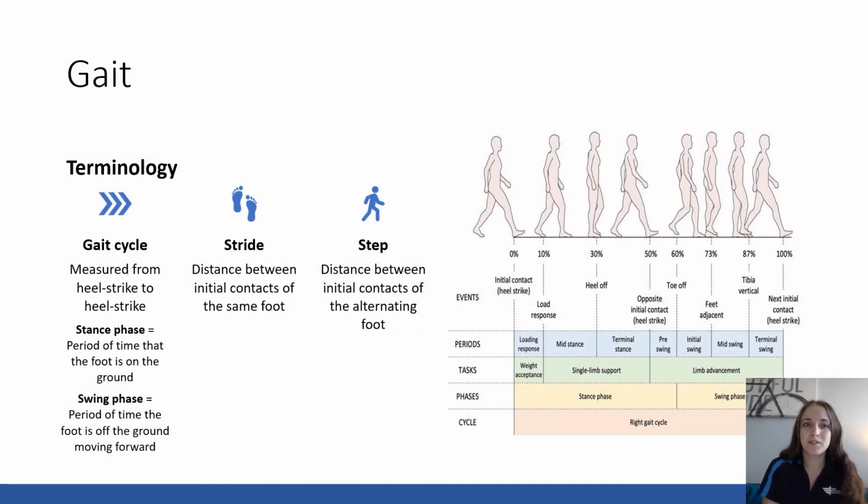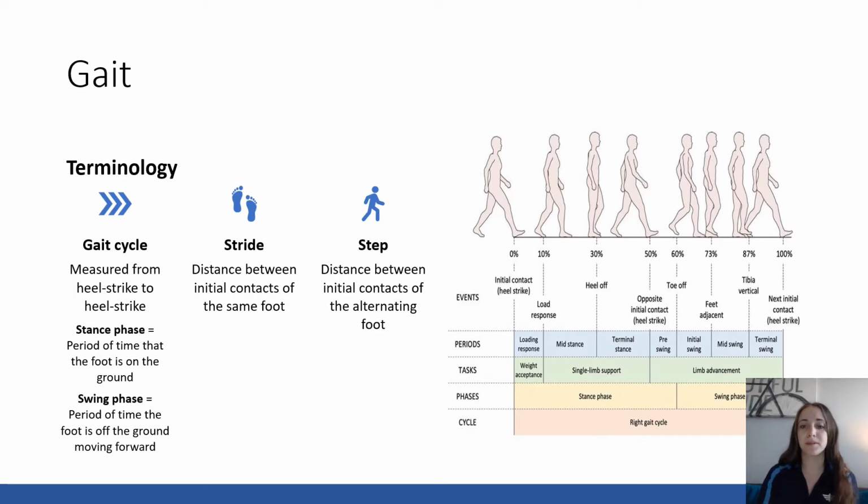So I'm just going to do an overview of gait. We have some terminology. Our gait cycle is measured from heel strike to heel strike, and we have two phases within that gait cycle. Our stance phase is the period of time when the foot is in contact with the ground, and our swing phase is the period of time when the foot is off of the ground or accelerating the limb forward. Our stride is the distance between initial contacts of the same foot, and our step is the distance between initial contacts of the alternating foot.